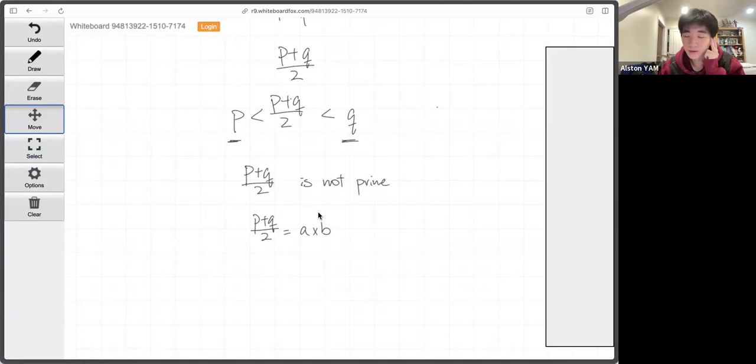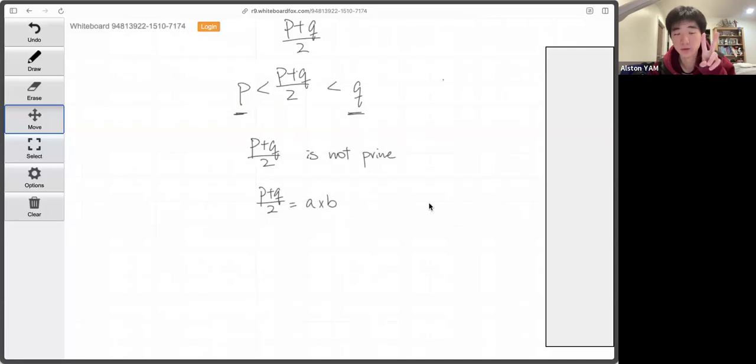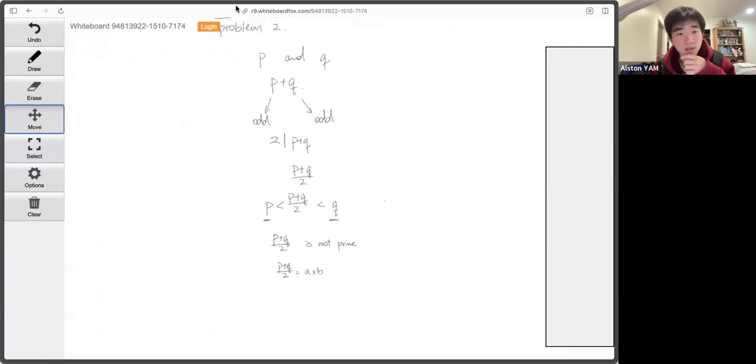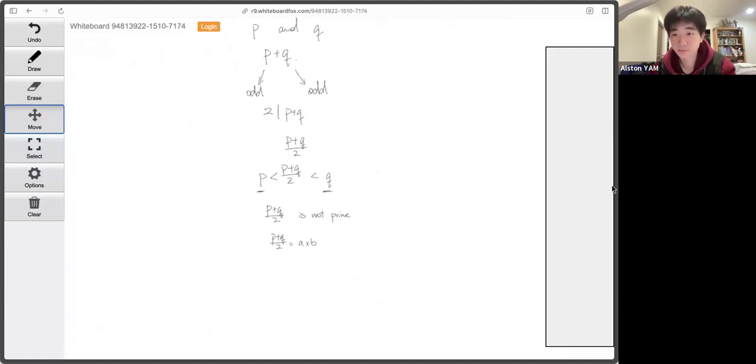Cool. So if it's not prime, we can express it as A times B, and we already found our two more factors. If A and B are both prime, then that's great, we got two primes. But if A and B are not prime, we can break them up into primes, and we'll still find at least two prime factors in (P plus Q) over 2. So we have proven problem 2, which is quite cool.